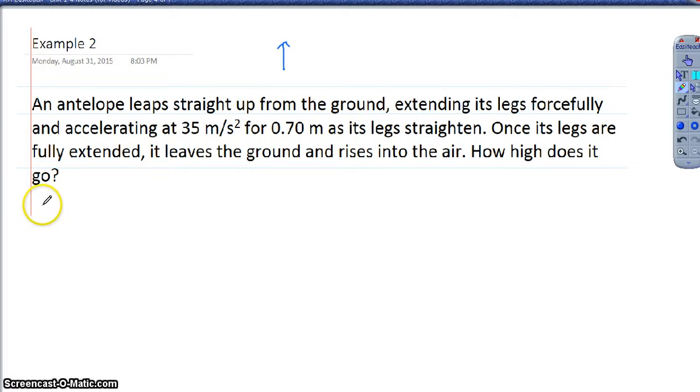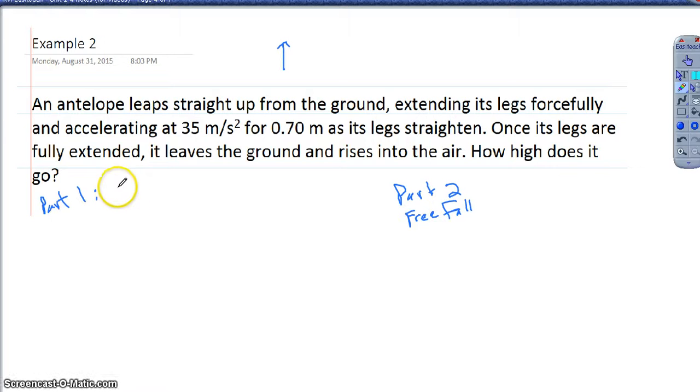So there's really two parts of the motion here. There's part one, where the antelope is accelerating upward, and then there's part two where he's in the air, and so he's essentially in free fall, right? Because once he leaves the ground, the only thing acting on him is gravity. So as he accelerates upward, and then as he's in free fall.